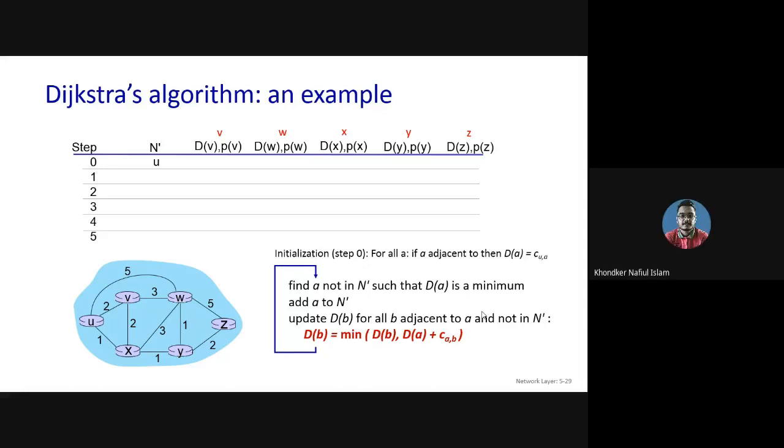Sir, V and X and W. Very good. V, X and W. See, V, X and W are directly connected with U. So the first step is called step 0, because there is no calculation in the first step. That's why it is called step 0. So in step 0, for the directly connected nodes from U, we have a corresponding value, a corresponding cost.